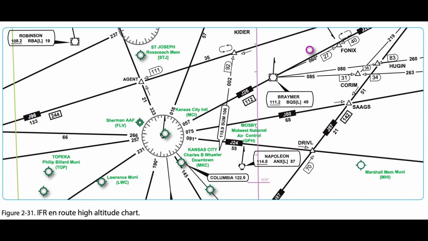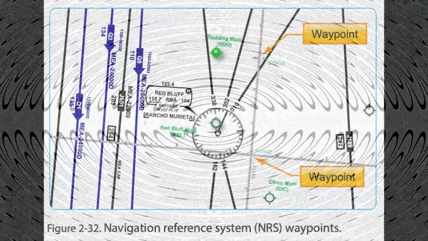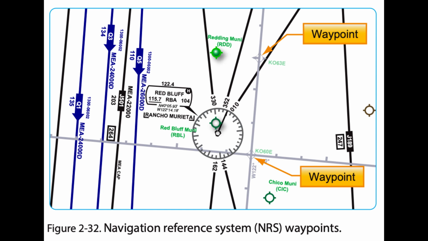En route high altitude charts provide aeronautical information for navigation under IFR conditions at and above FL 180. Figure 2.31. High altitude charts include the following information: 1. Jet route structure. 2. RNAV-Q routes. 3. VHF radio aids to navigation, frequency, ID, channel, geographic coordinates. 4. Selected airports. 5. Reporting points. 6. Navigation Reference System NRS waypoints, Figure 2.32.